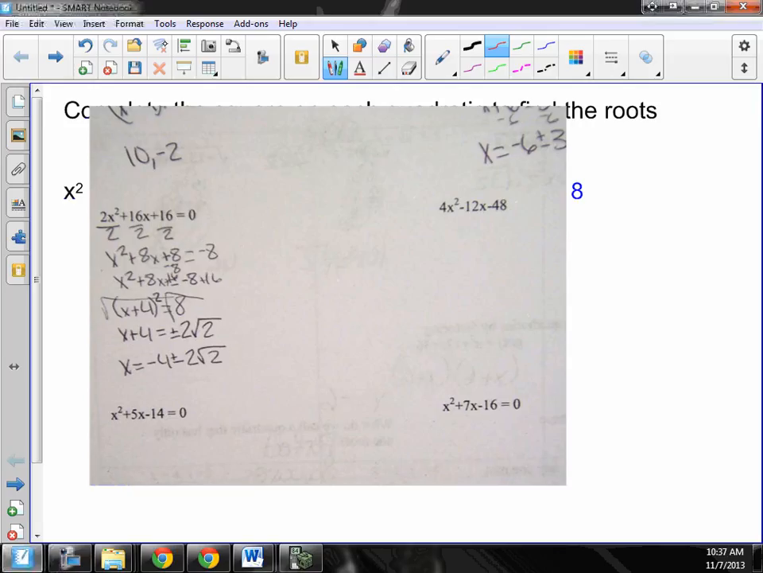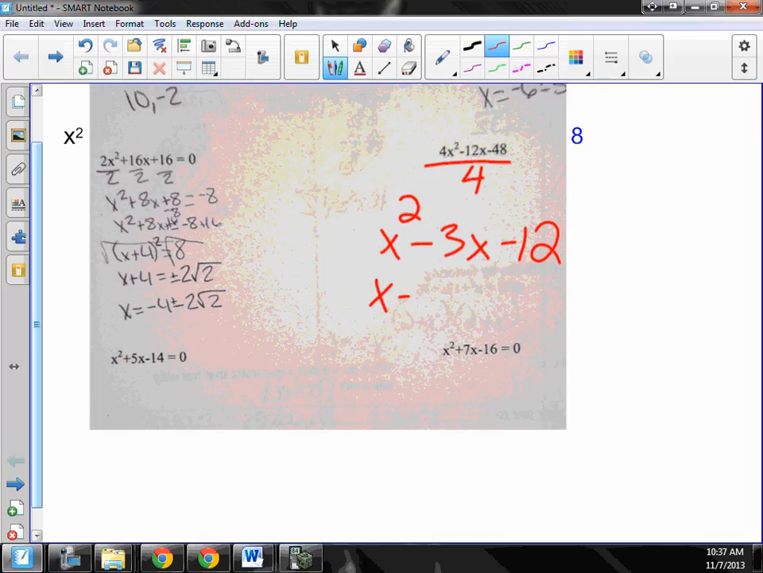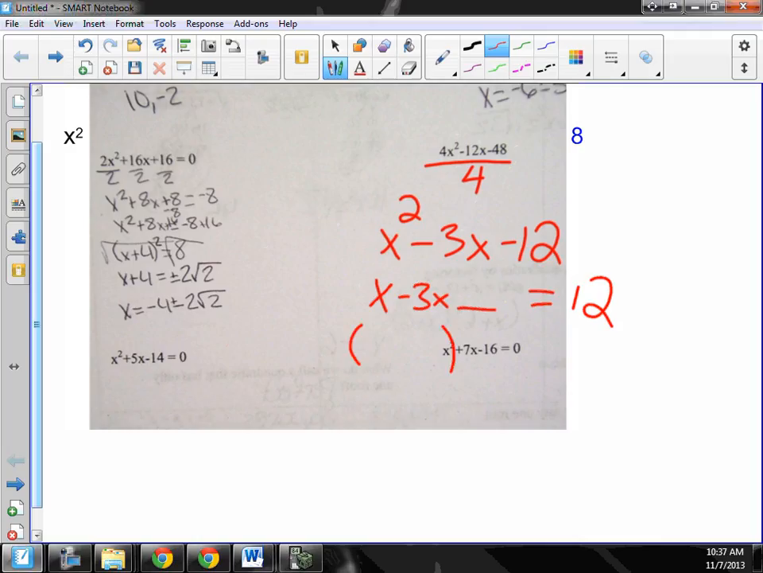All right, what should we do on the next one? Divide by 4. X squared minus 3x minus 12. This one is a little bit harder. So, x squared minus 3x, leave a space, equals 12. What goes in my factor? 1.5, but you don't want to use the decimals.